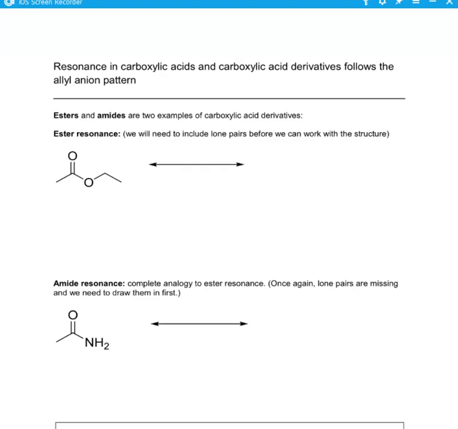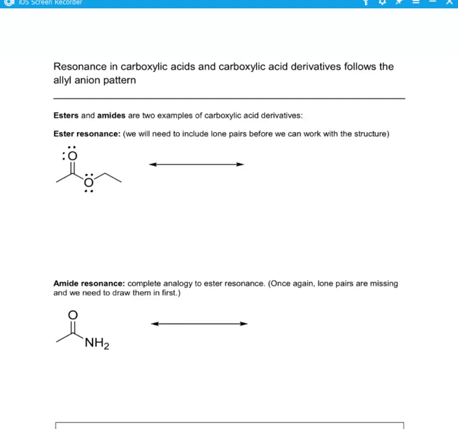So here's a structure of an ester. Now the first thing we need to do is get the lone pairs on there. So how many lone pairs are each of those oxygens going to have? If you said 2, that's excellent. So they each need 2 lone pairs. Okay.